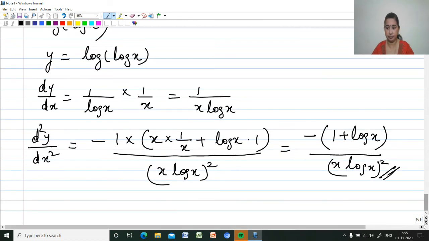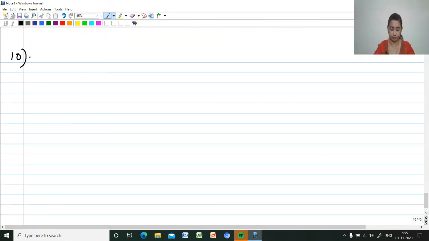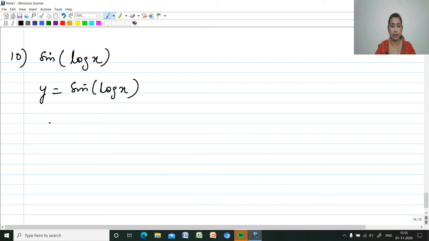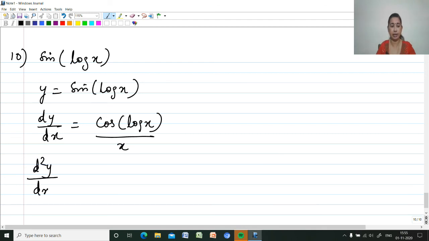Now next one, question number 10: sine of log x. Let y is equal to sine of log x. Then dy by dx equal to derivative of sine is cos of log x into derivative of log x. Derivative of log x is 1 by x. Again differentiating, we are finding d square y by dx square. So denominator into derivative of numerator, derivative of cos of log x is minus sine of log x into derivative of log x is 1 by x.